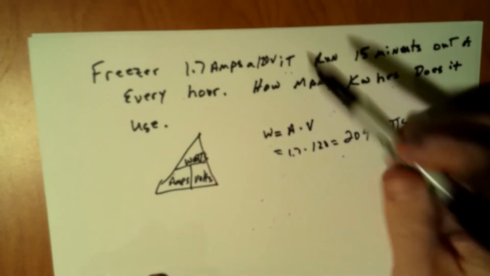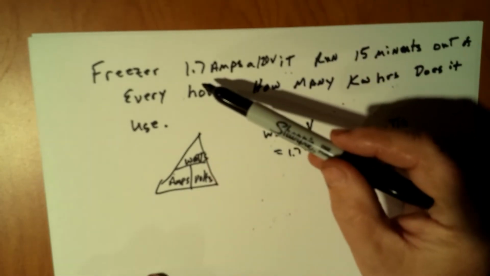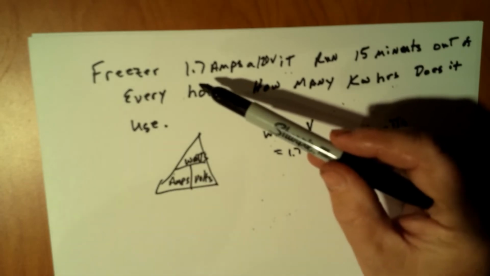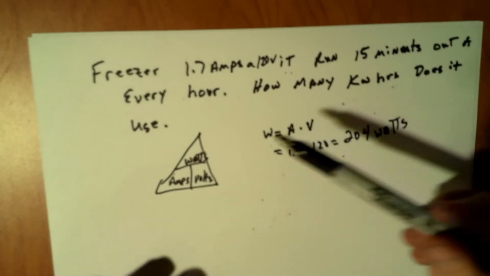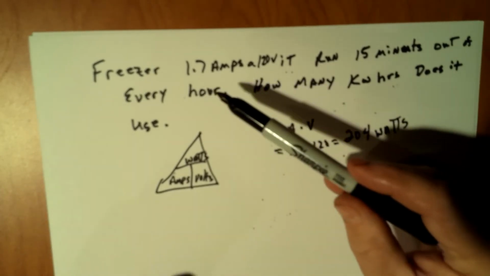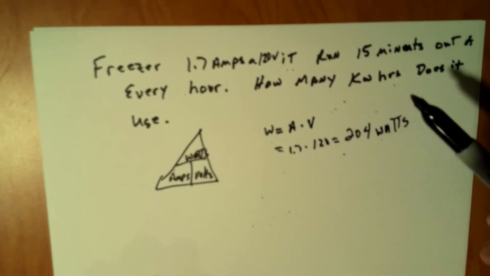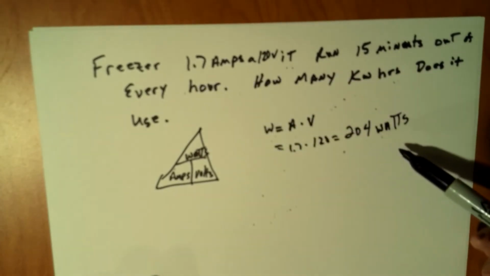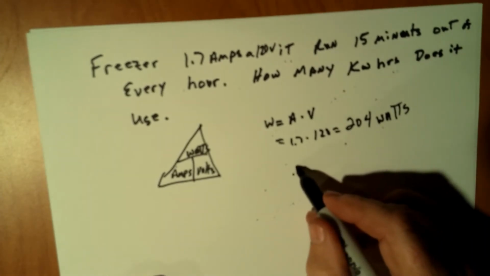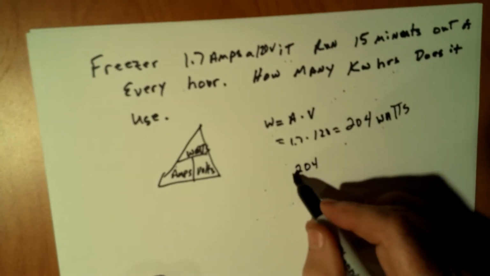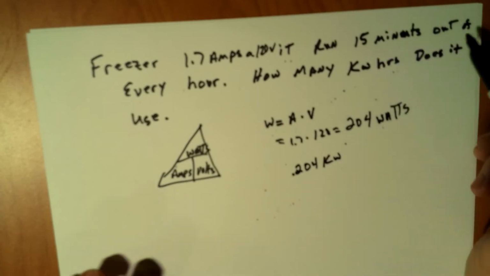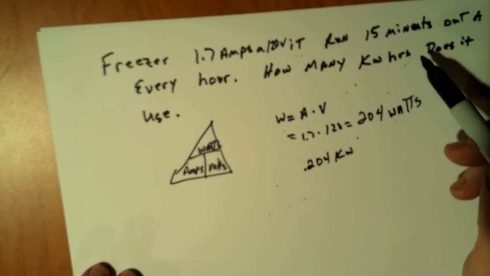And actually, this is the amperage that my 7 cubic foot freezer draws. Okay? So this is all leading up to something about how you calculate what you need to operate on your homestead. So I've got 204 watts, or in other words, I've got 0.204 kilowatts. Now, it runs 15 minutes out of every hour.